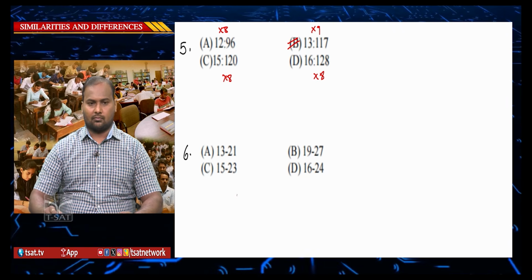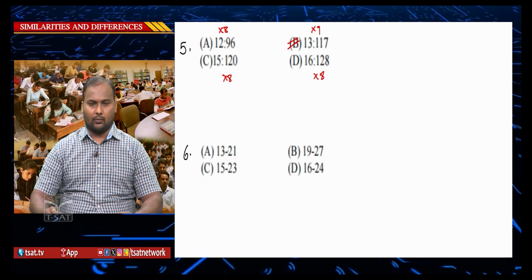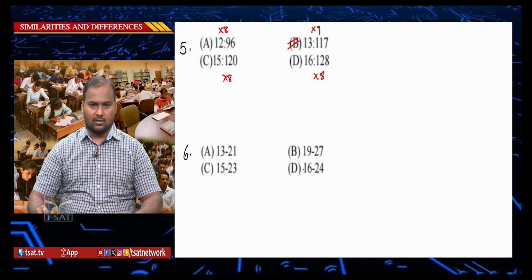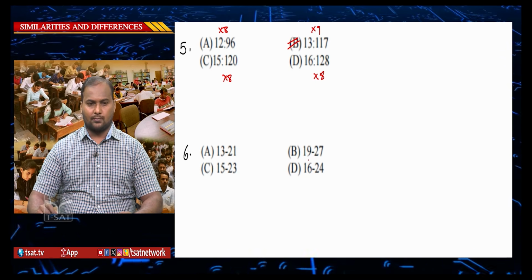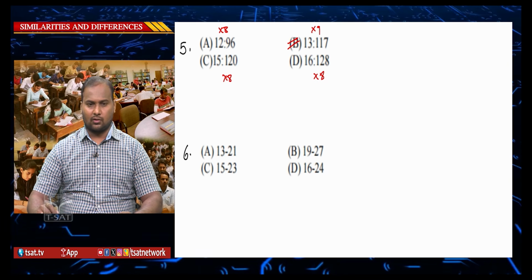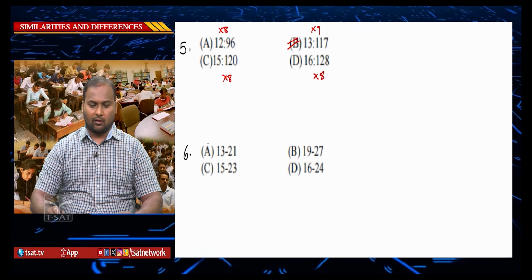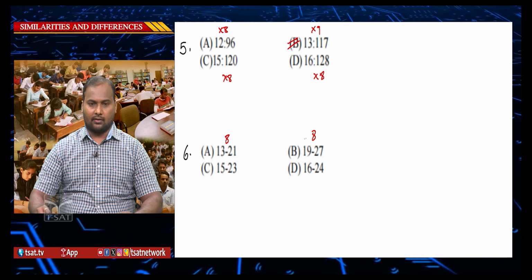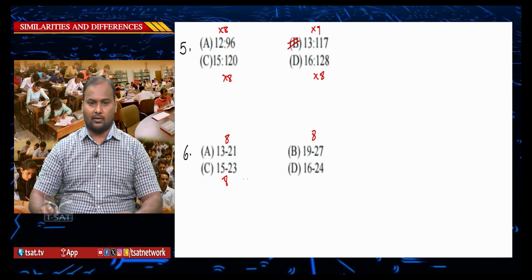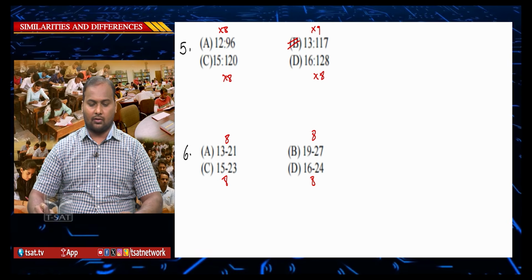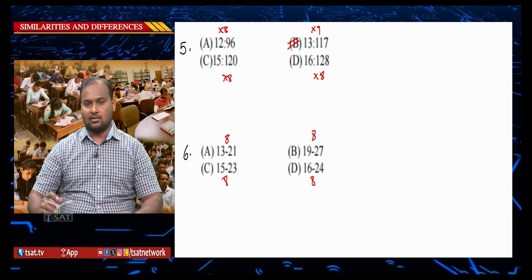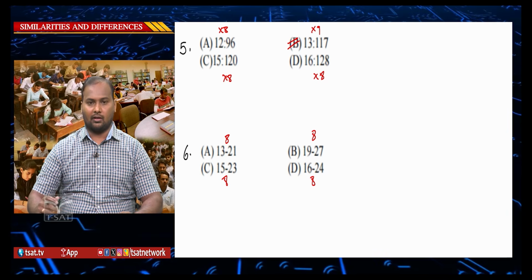If you see the next question, 13 21, 19 27, 15 23, 16 24. Once you observe the range of numbers, the students try to take the difference here. For example, 13 to 21, what is the difference? 8. 19 to 27, difference is 8. 15 to 23, difference is 8. 16 to 24, difference also 8. Everything is similar. There is no different one. But what is the logic here? We need to find out the different one.